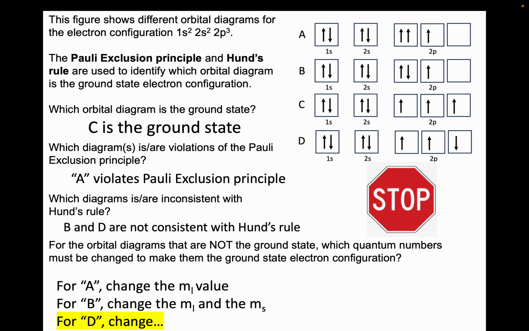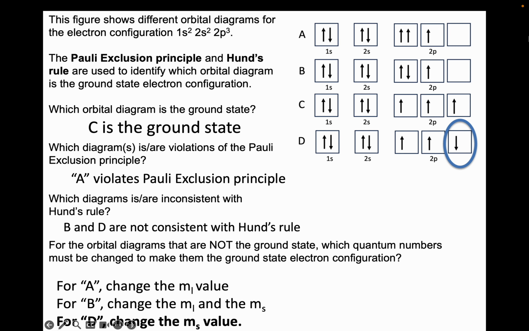How about here for D? What would we need to do to correct that? What would we need to do to change the quantum numbers to make it consistent with the ground state? In this case, I think we need to change the spin of this electron. We would need to change the m sub s value. Changing the m sub s value makes it so the spin is now pointed in the opposite direction.